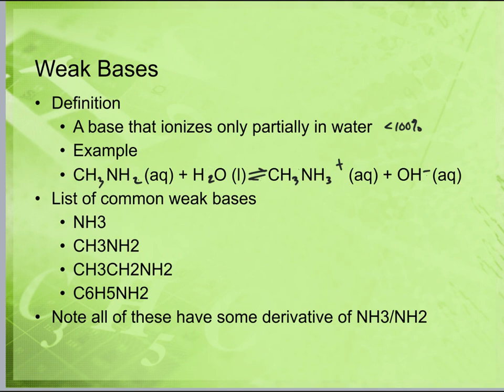Some other bases that are out there, we've already seen some of these. I'll go ahead and try to write these correctly for you. We have NH3, we have CH3NH2. Anything that's got that NH3 or NH2 group on it is going to be considered a base. And you don't really need to worry about naming these. They get a little bit more complicated here. This one's methylamine. I think this one's ethylamine. I think this one's benzylamine. But what you're looking for there is NH3 or NH2. The other thing to look for that's considered a weak base is anything that contains a carbonate ion.